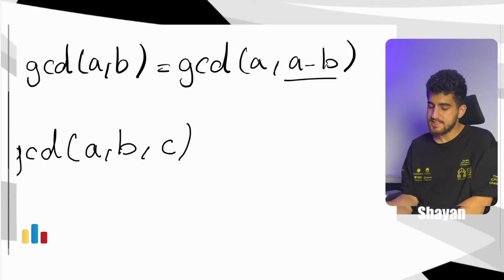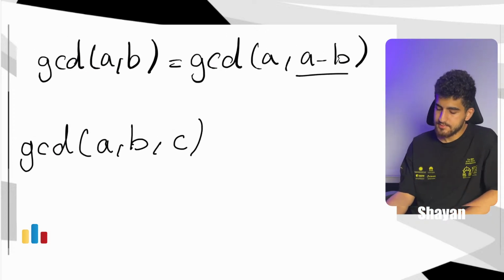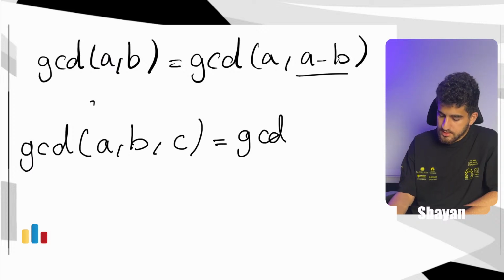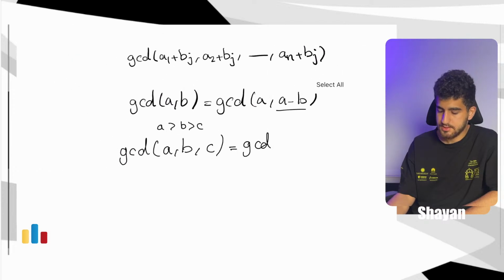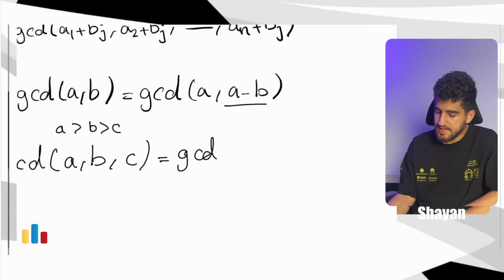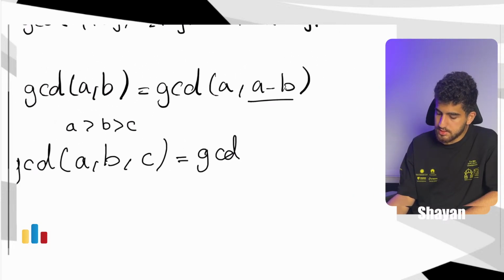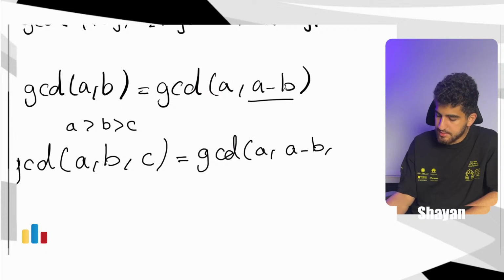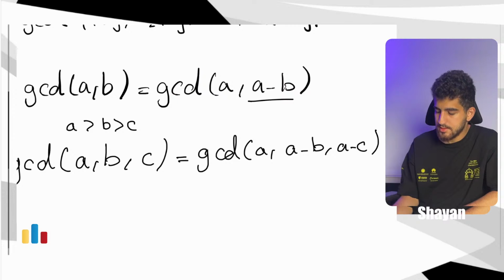I can say that GCD of A and B and C is equal to GCD of, assuming that A is greater than B greater than C, for example, they are sorted, I can say that GCD of A and B and C is equal to GCD of A and A minus B and A minus C.